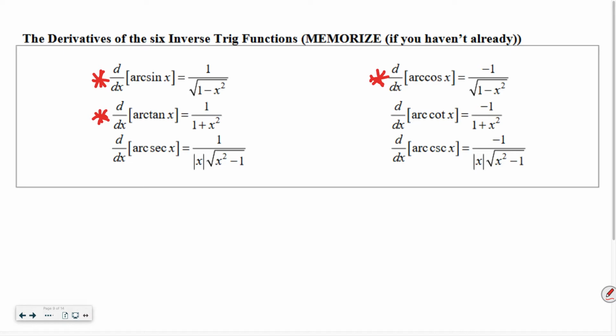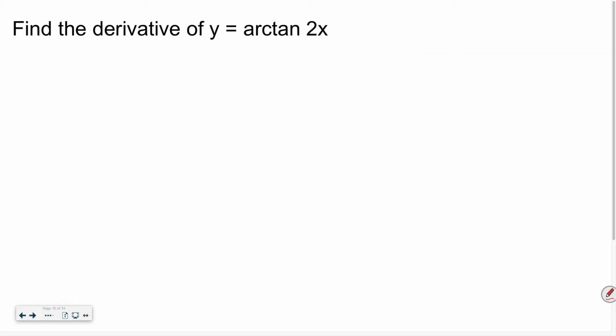Now the good news is that arc sine and arc cosine have a very similar derivative. One is just negative, and it goes with the cosine, which is kind of nice because the derivative of cosine is negative. And then the arc tangent, it's different, but they're not bad. So we're going to go through the 4 examples that you have at the bottom of your sheet. When we're done with those, we're done with those. All right. So, first example. The derivative of y equals arc tangent of 2x.